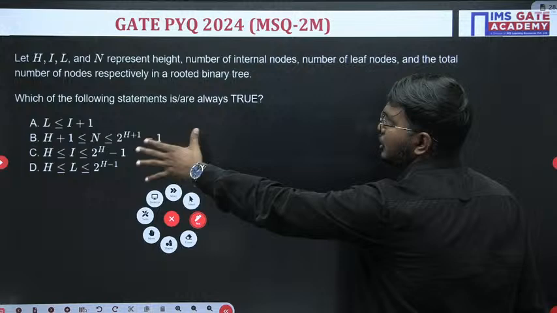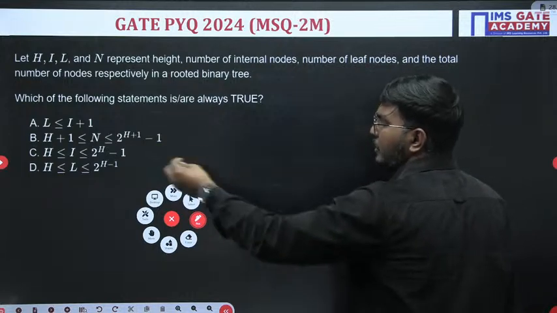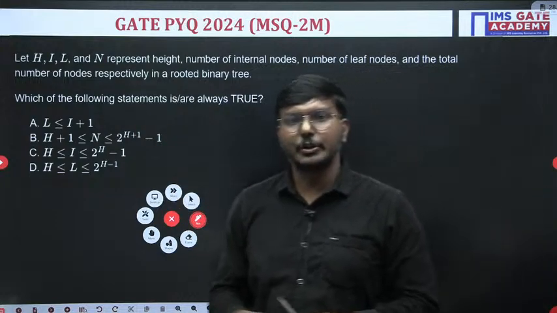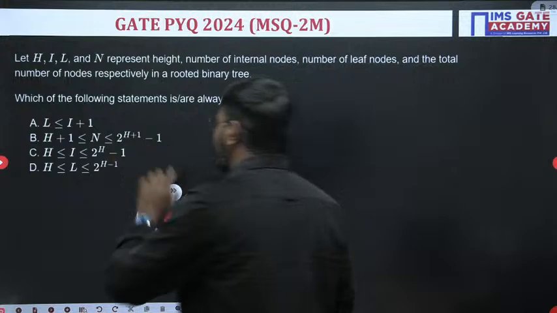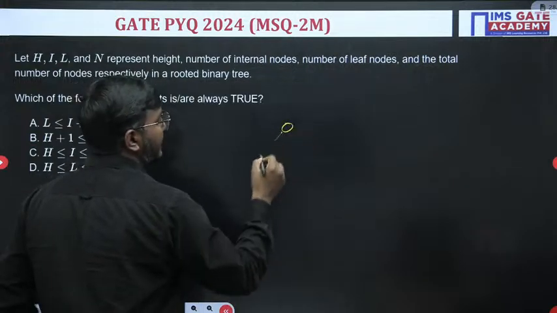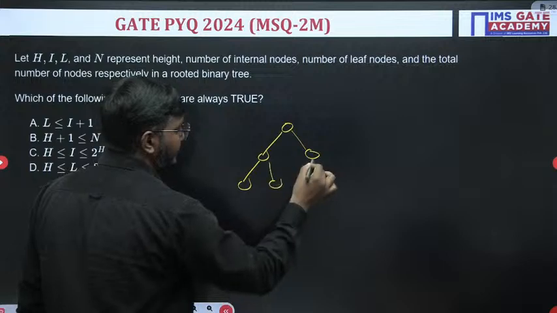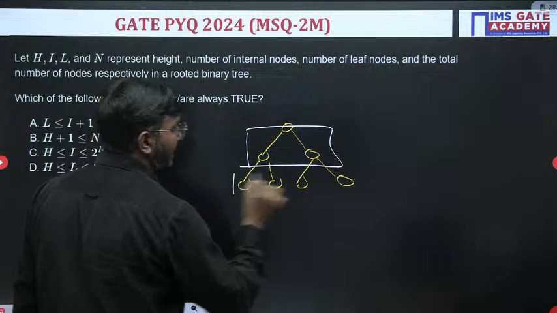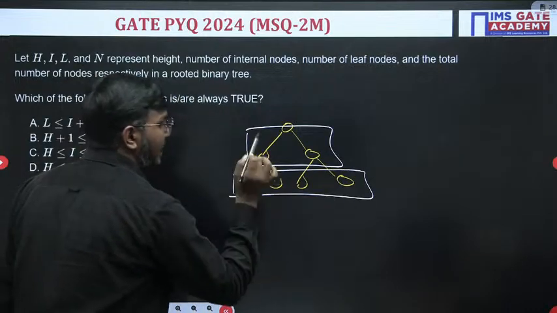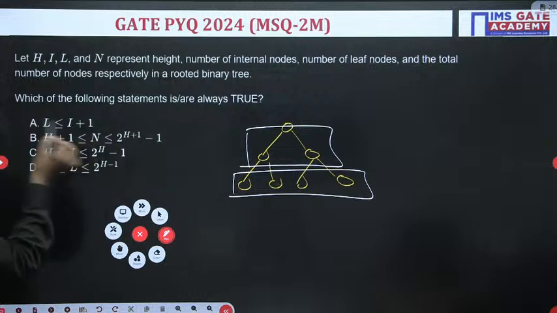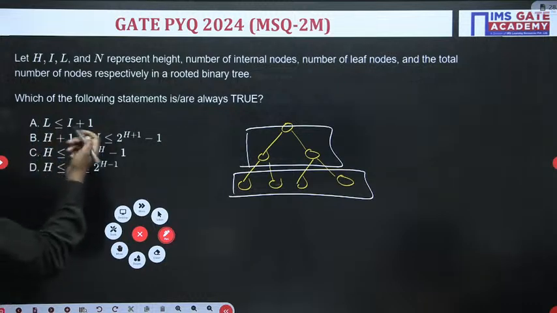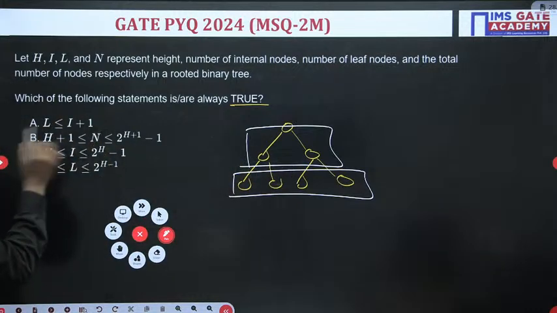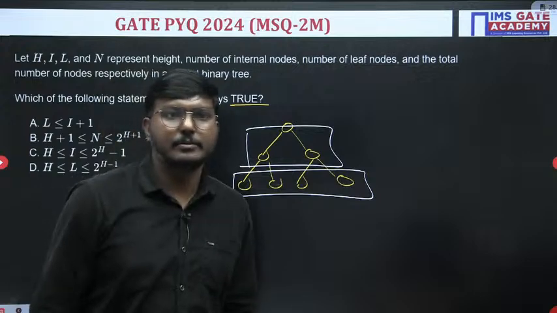If you get such questions in the examinations, the only way is to select the answer through the derivations that we derived in the classroom. But if you are not able to derive, then simply take one sample example. Take one sample tree quickly and count how many internal nodes, how many leaf nodes, how many total nodes, and based on that put the values in the options. Whatever option satisfies the conditions, select that answer as your final answer.